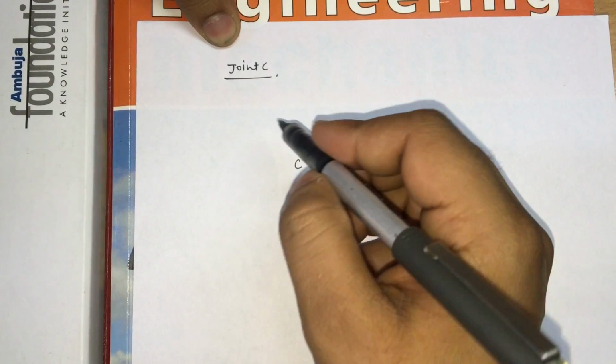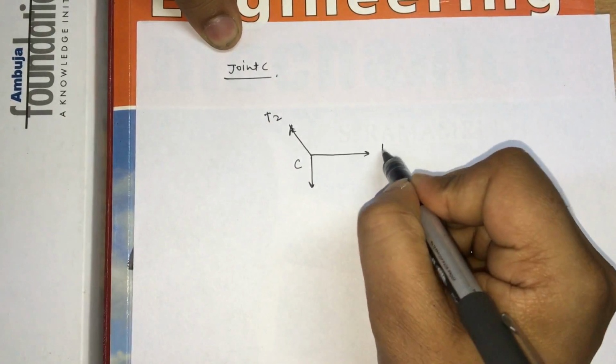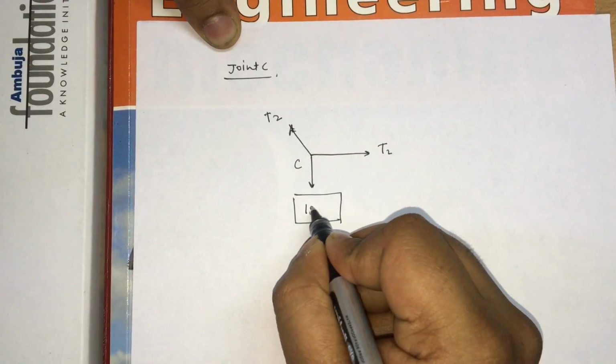So let us assume this force is T1, T2, and 1500 Newton is already given.